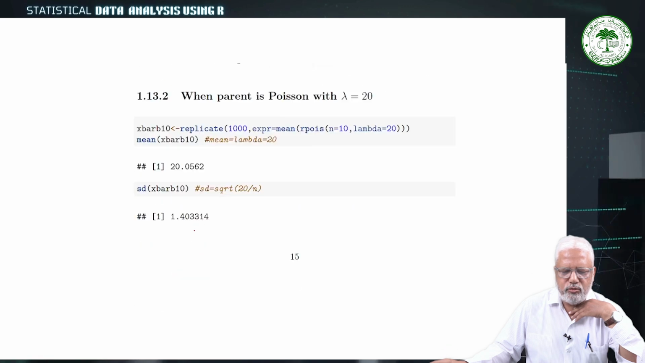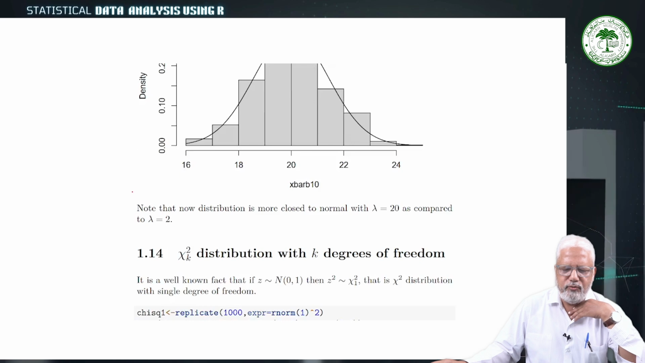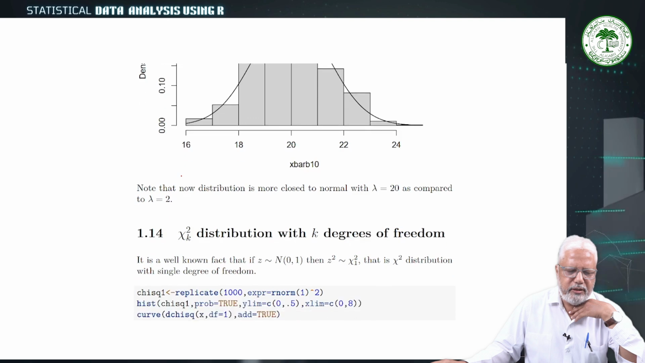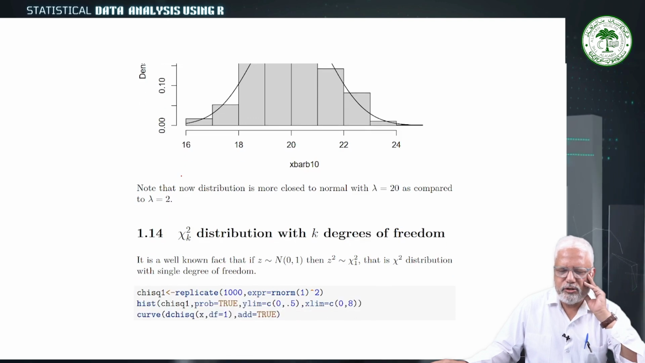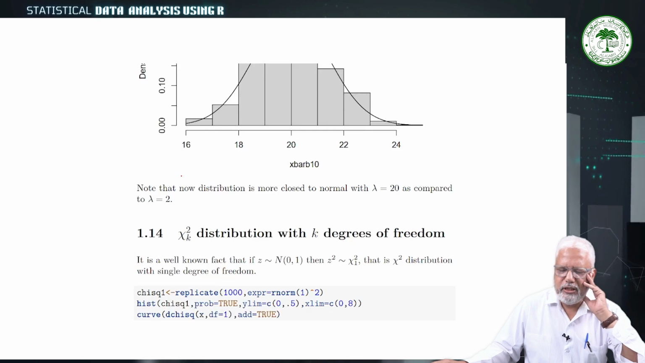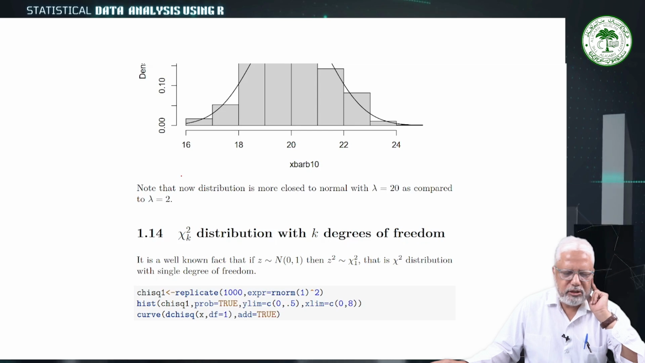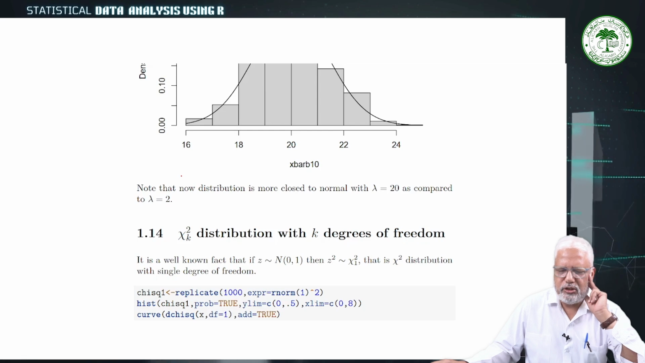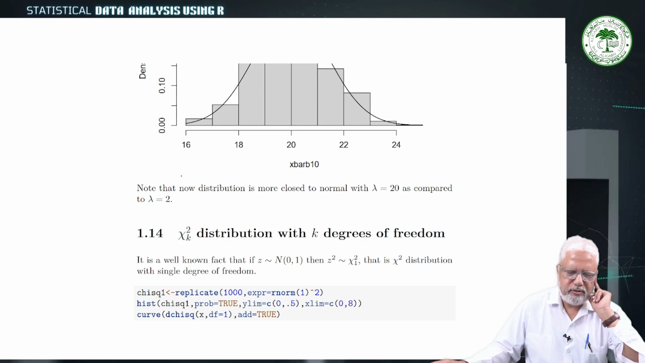So here I am going to talk about the chi-square distribution with k degrees of freedom. It is a well-known fact that if z follows normal 0, 1, then z square follows chi-square with 1 degree of freedom. This is the sampling distribution, because z square is a statistic.